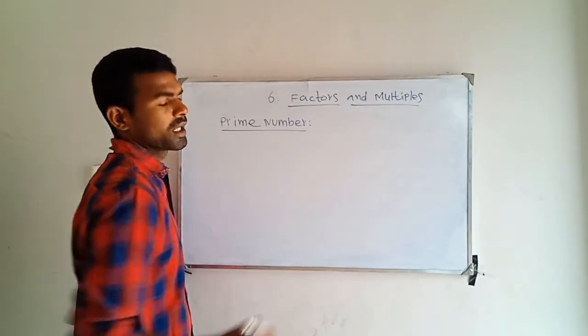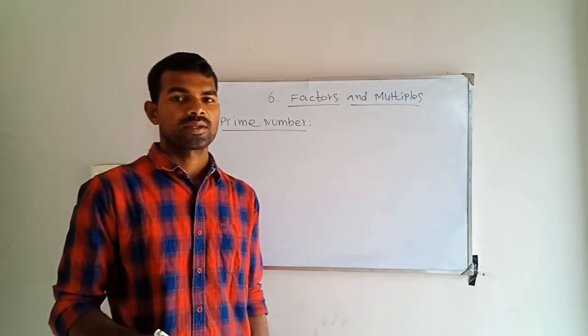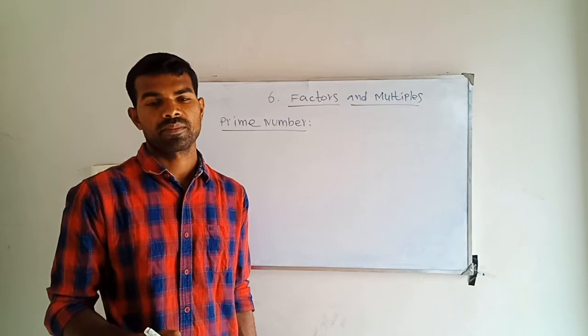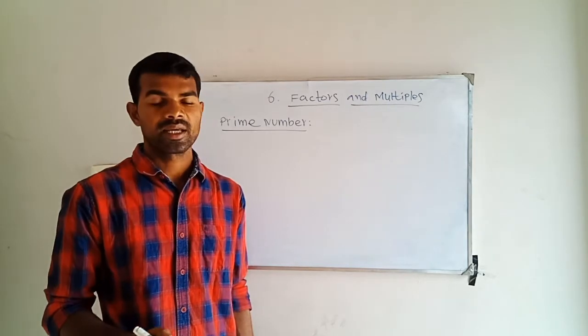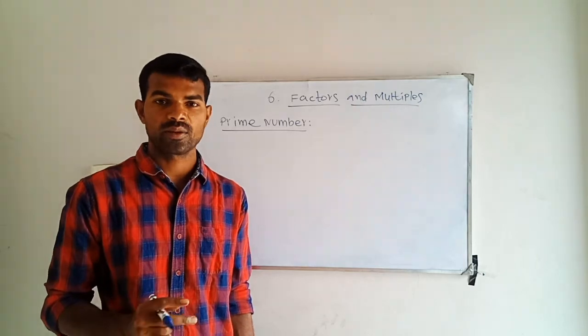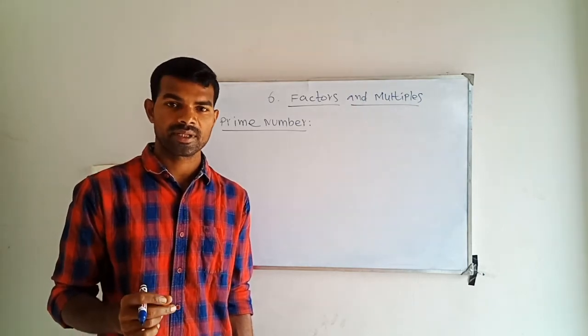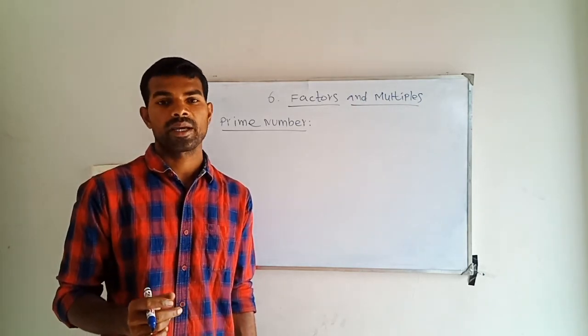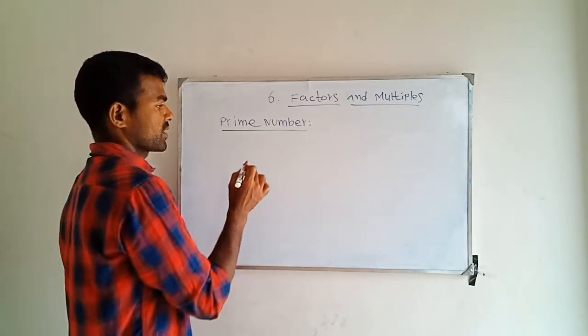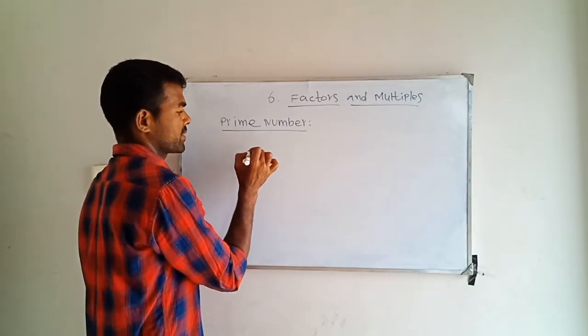Prime number. For prime numbers, a natural number that has only 2 factors is called a prime number. Let me give you some examples. Let us take some numbers here.